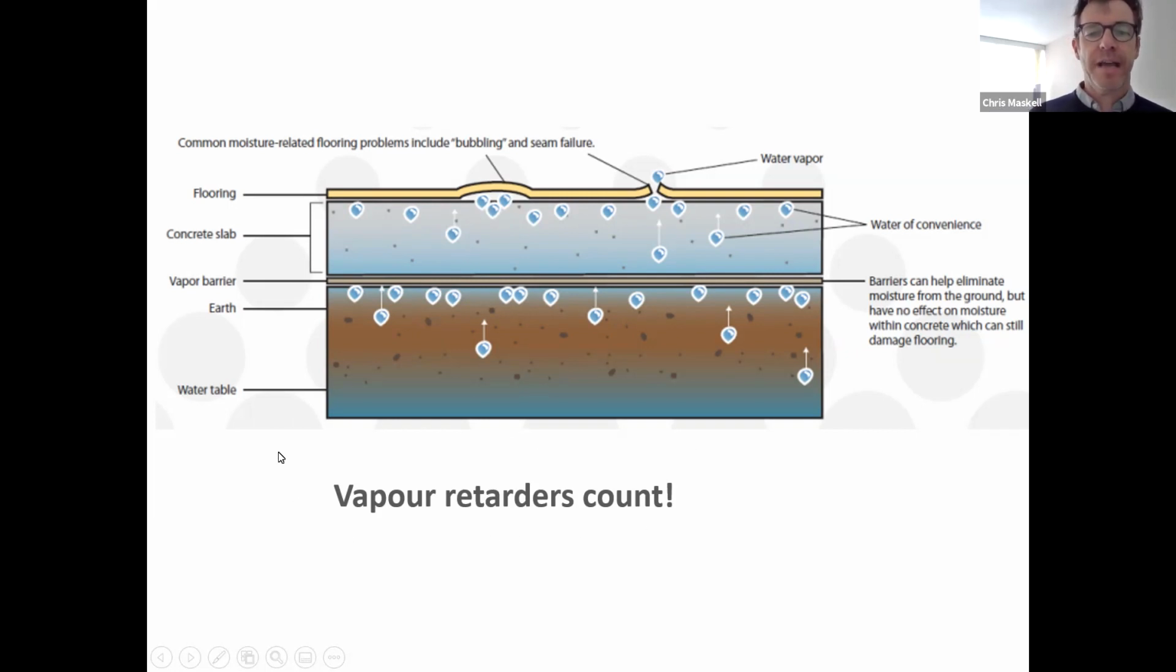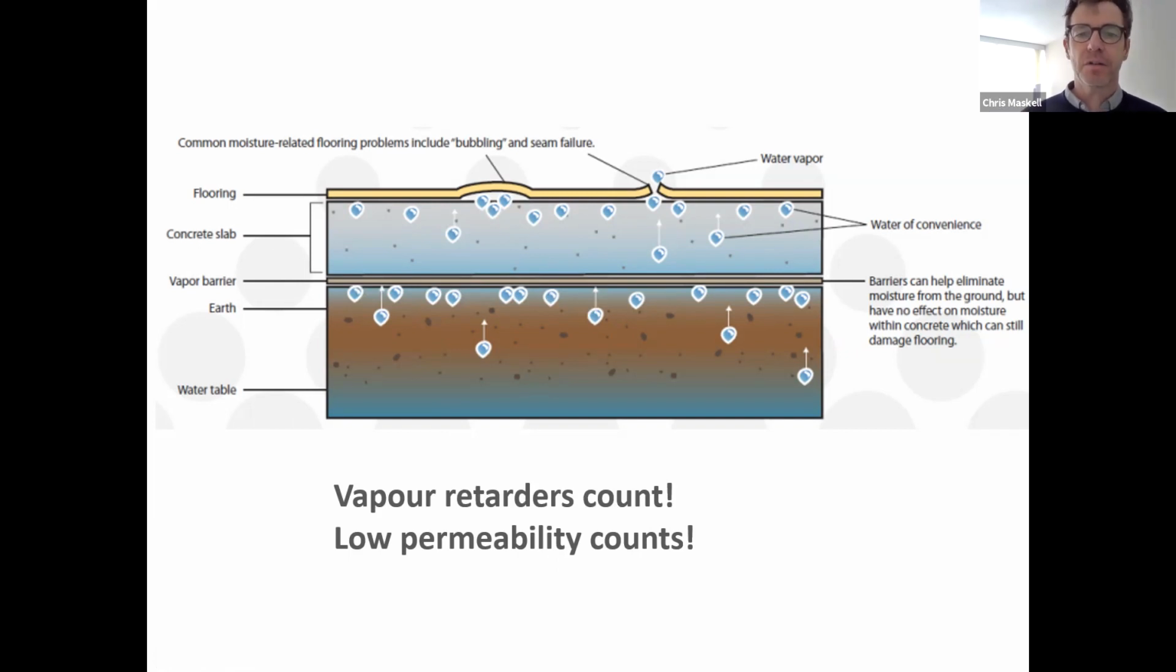Vapor retarders count. This should be a class 1 perm rating. Also, low permeability of that plastic sheet counts. If you are installing hardwood floors, floating, remember, hardwood floors are super dry and they just look to attract moisture. That sheet that you put underneath it must be a class 1 perm rating. If you have any questions about that, we don't have time to get into it now, but you can ask us later on and we can fill you in.